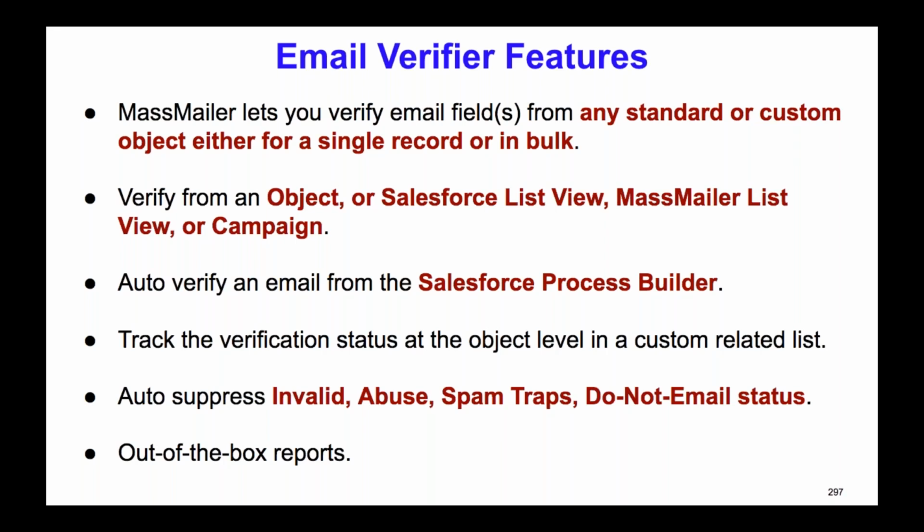We do track the verification status values at the object level in a custom related list called email verification status. That way you can actually report on it. We auto-suppress certain email verification status values, such as invalid, abuse, spam trap, and do not email status. And we do have certain reports that you can leverage.